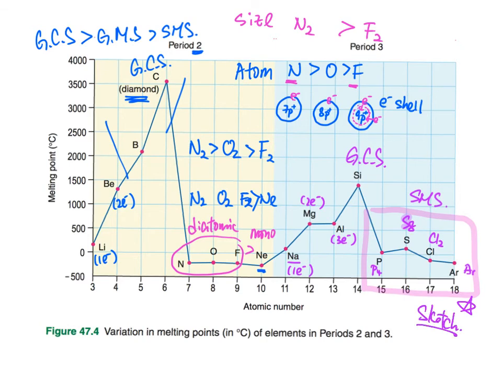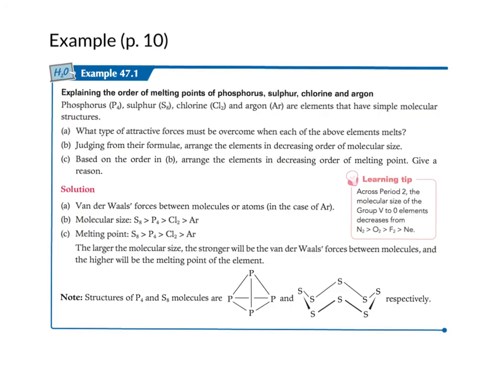So do remember you need to sketch this part as well. Actually, not only this part, the whole diagram. For the whole graph, you have to sketch it for the different sections. Next, we're going to have one example on page 10. You'll find that we're talking about phosphorus, sulfur, chlorine, argon. We compare these, and ask what type of attractive force must be overcome when each of the elements is melted.